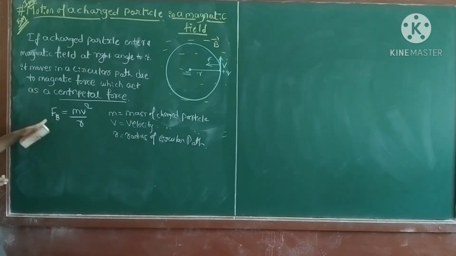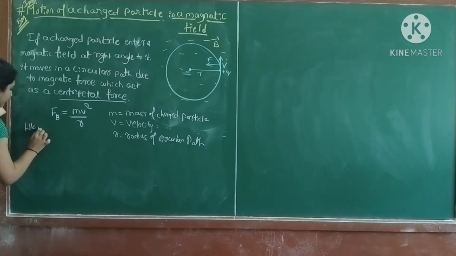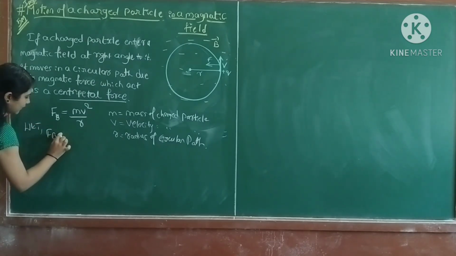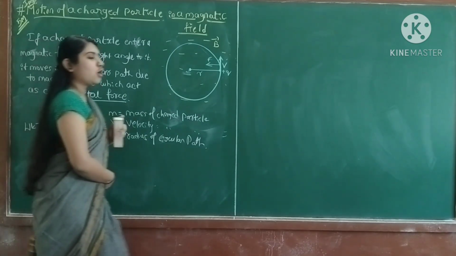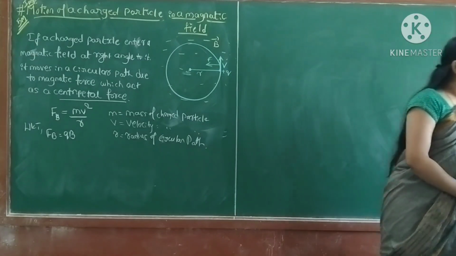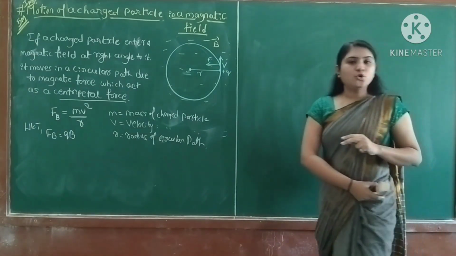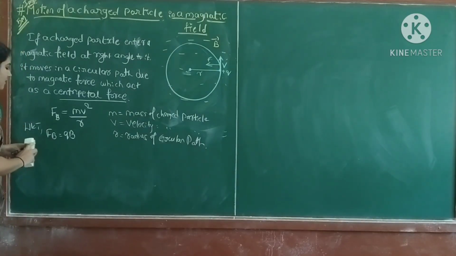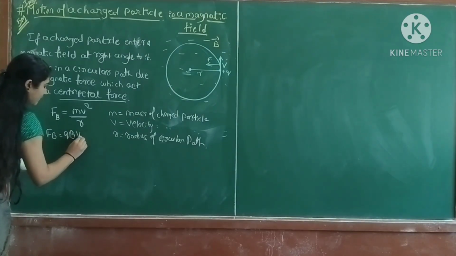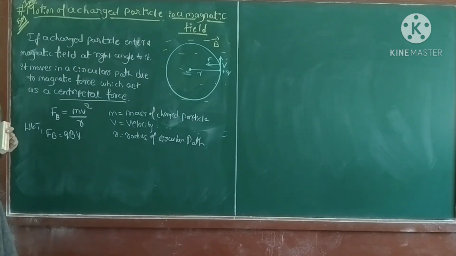So you already know about this Lorentz force in the magnetic field. What is the value of that? We know that FB is equal to QB. Then what is that? Lorentz force value is how much? QVB. Yes. What is QVB? Charge, magnetic field, and the velocity.